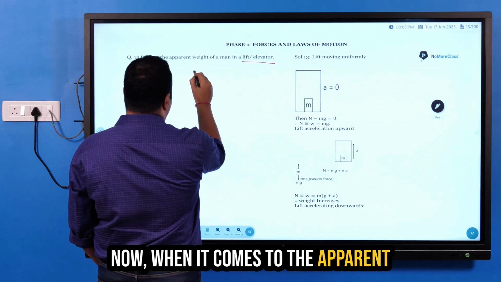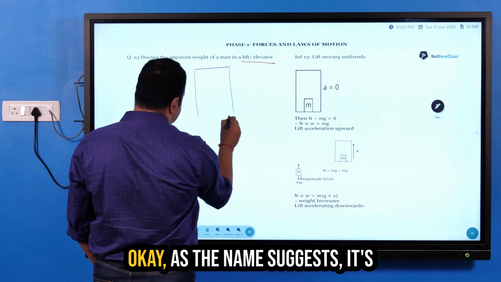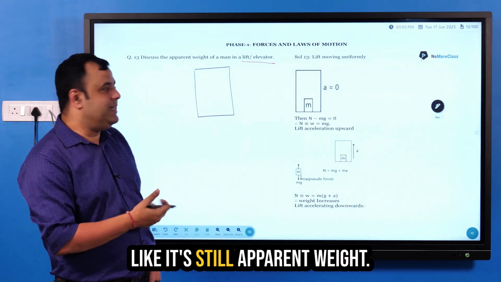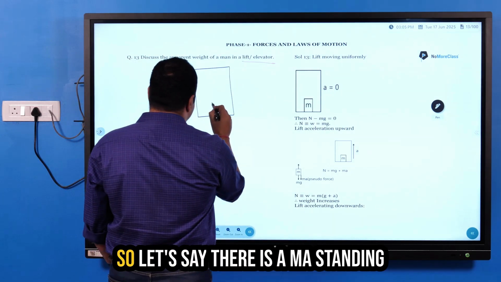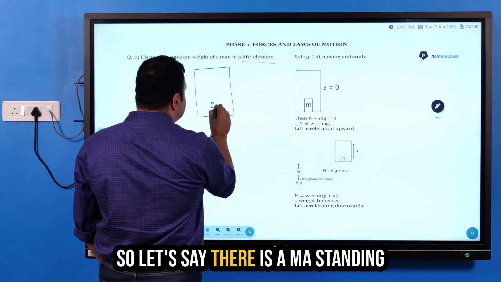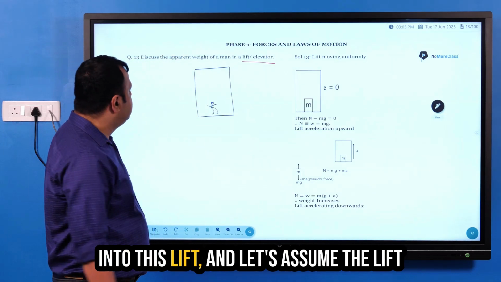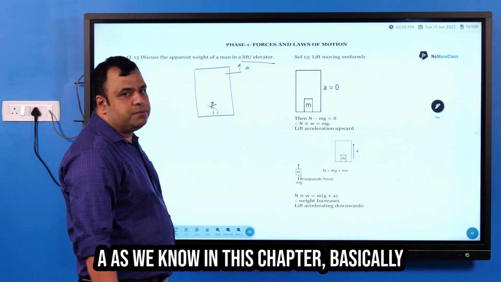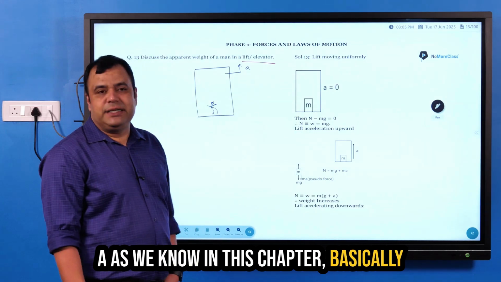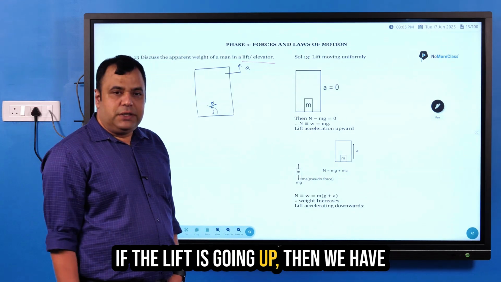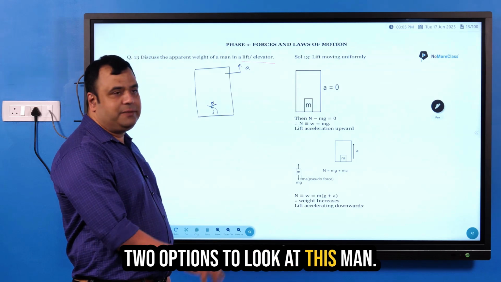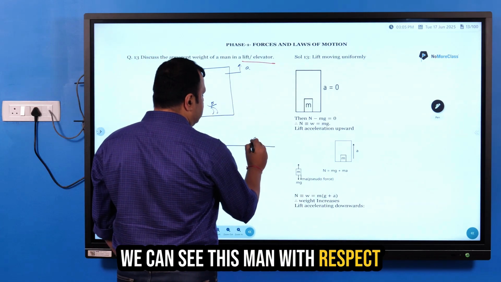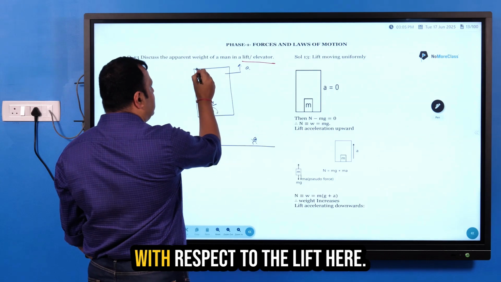Now, when it comes to the apparent weight, what is apparent weight? As the name suggests, it's the weight which you find it like it's there. Apparent weight. So let's say there is a man standing in this lift, and let's assume the lift is going up with some acceleration. As we know in this chapter, if the lift is going up, then we have two options to look at this man. We can see this man with respect to ground, or we can see this man with respect to the lift.